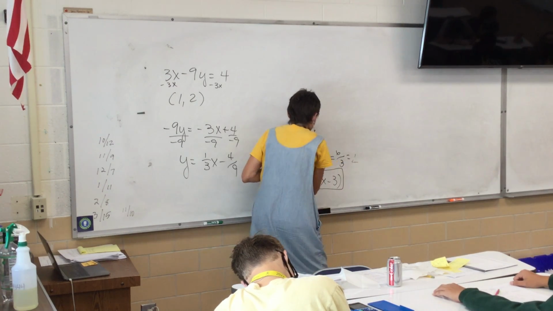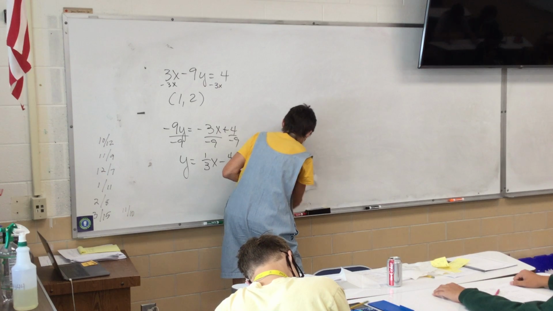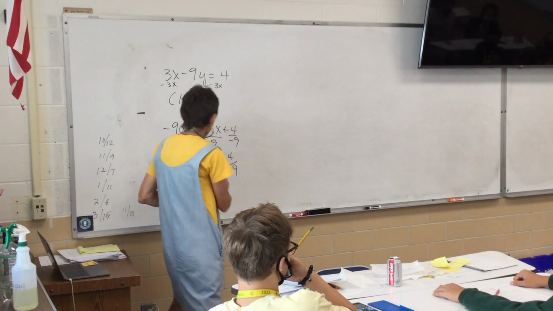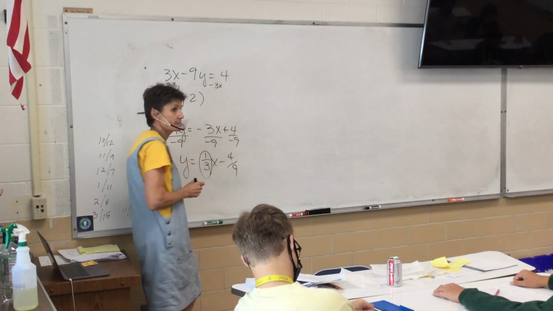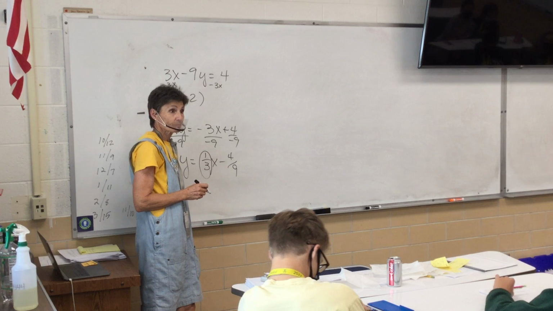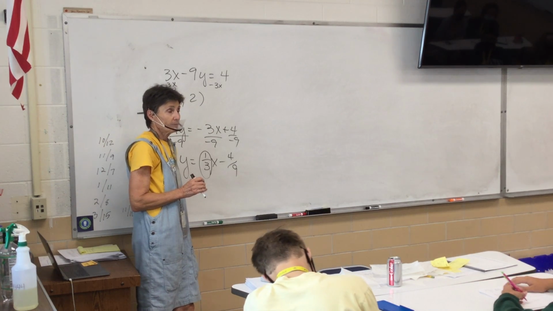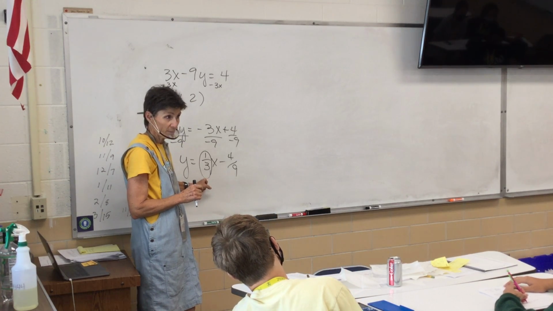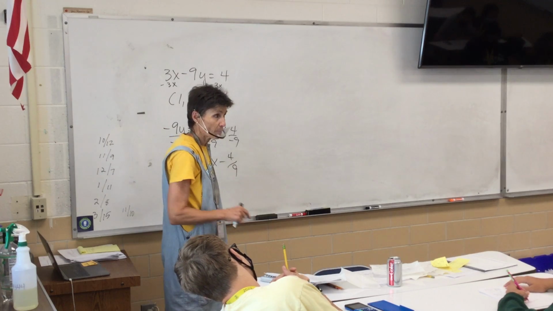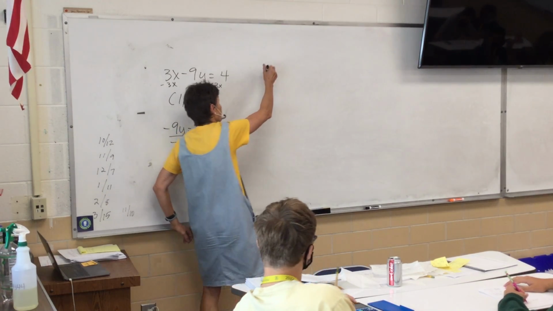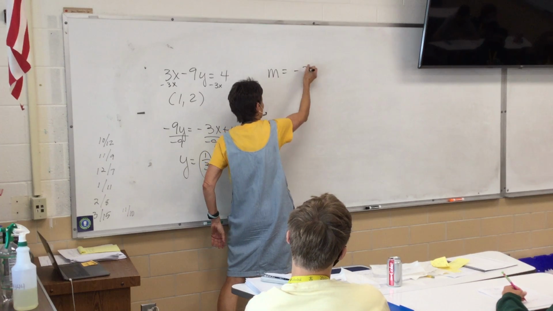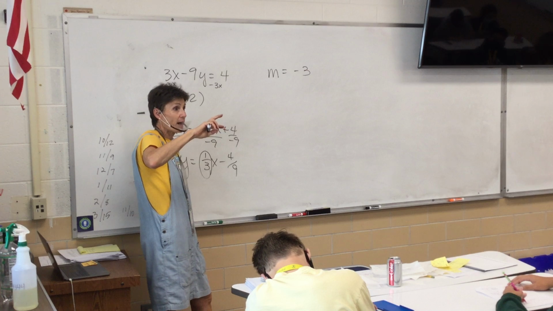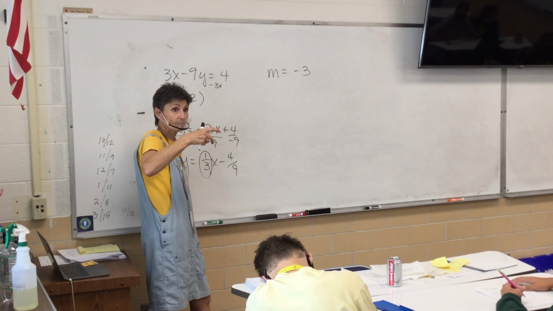Perfect. What does that tell me, Olivia? Why did I do that? It tells me the slope. The slope of this line is 1/3. If this was a parallel problem, I would use 1/3. But since it's a perpendicular problem, what slope will I use? -3. Remember, perpendicular means opposite or negative reciprocal.